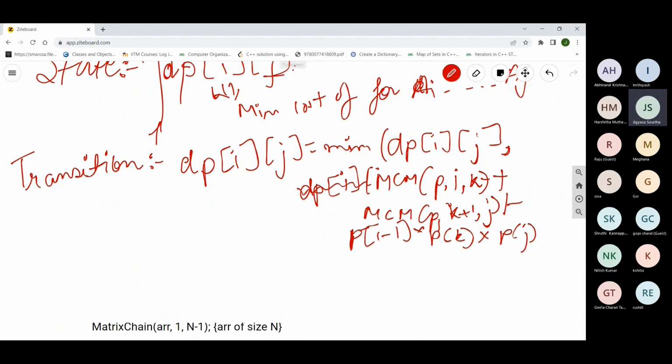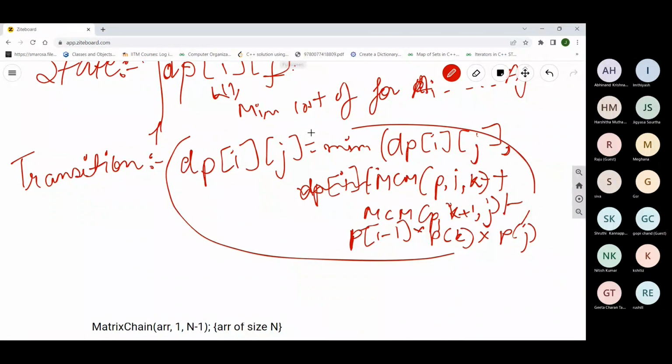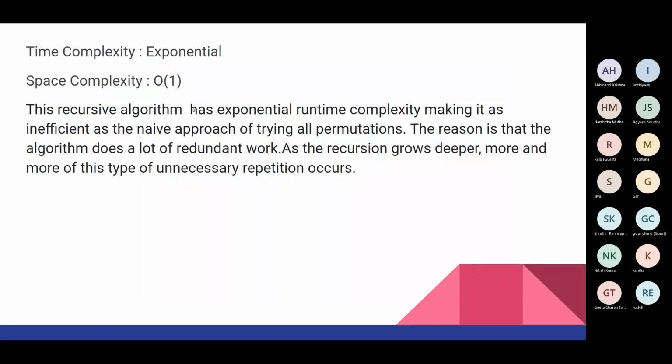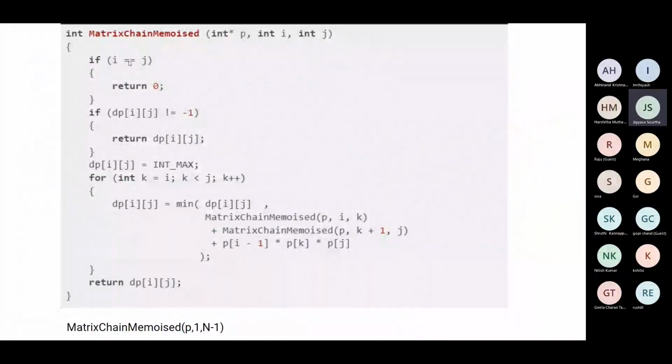So this will be the transition, as DP of ij will be the already computed one, and now the split that you will be doing will remain the same. If you see, the only change needed here is the table that you need to introduce, and you should first check whether your DP of ij is equal to -1 or not. If your DP of ij is not equal to -1, it means that the value has been computed, and you will return the DP of ij.